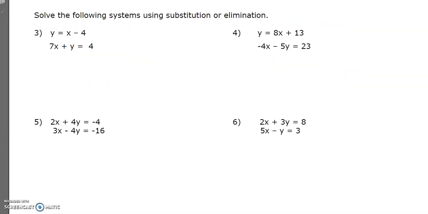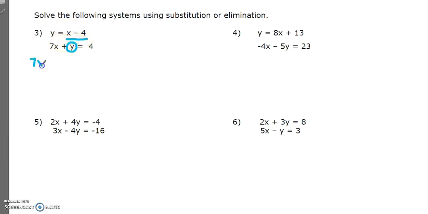Okay, number 3 through 6, it is saying solve the following systems using either substitution or elimination. It depends on how they're set up as to what we're going to do. So number 3, the way that this is set up, I can see that I have a variable that's by itself, so I'm going to be doing substitution, which means I'm going to take this information and I'm going to substitute it for y in my other equation. So I'm replacing this y with all of this information.